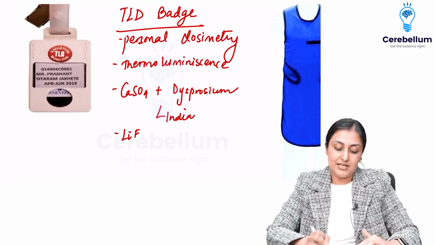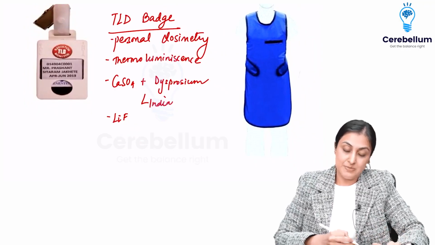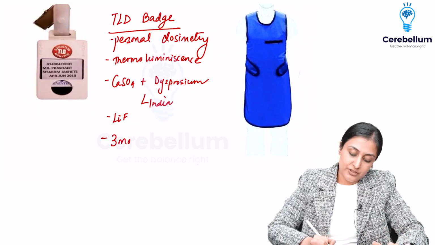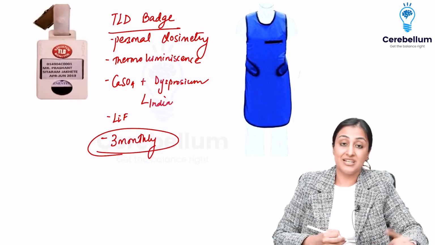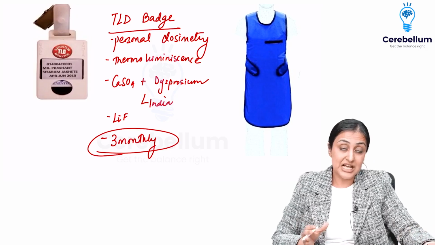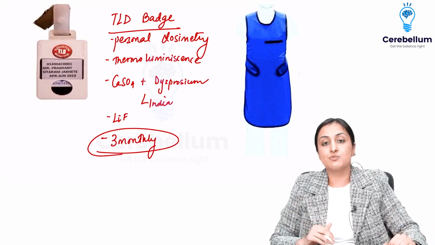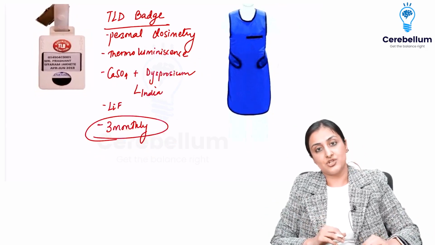So this is the thermoluminescent dosimeter. A radiologist is going to wear it and every 3 months, this is what is submitted for reading. So in the last 3 months, how much exposure I've had is measured by the TLD.